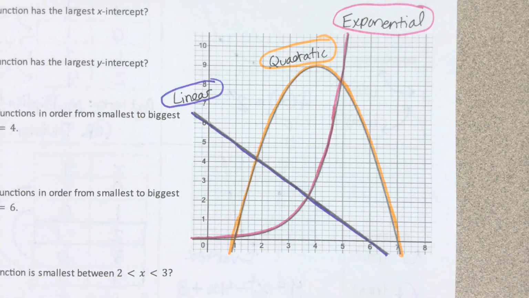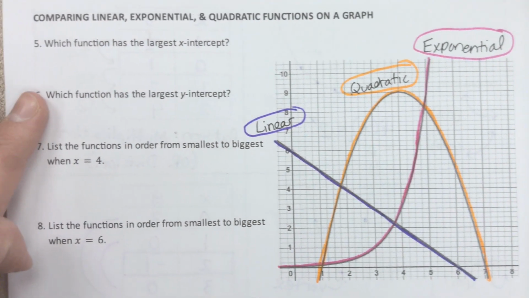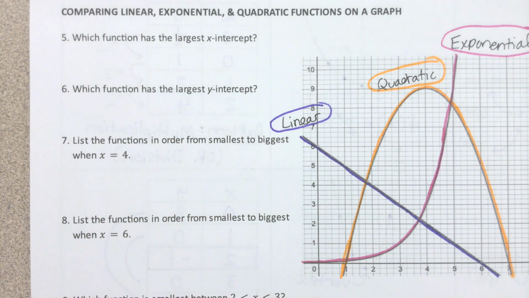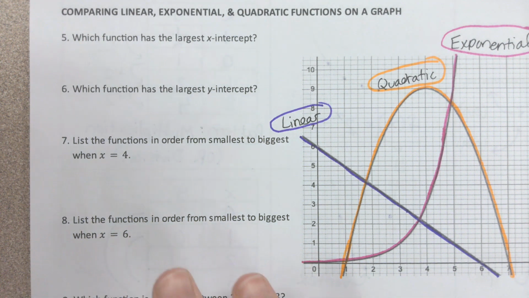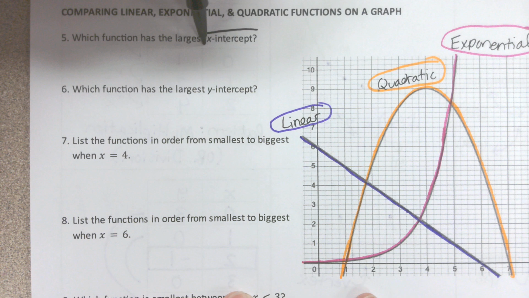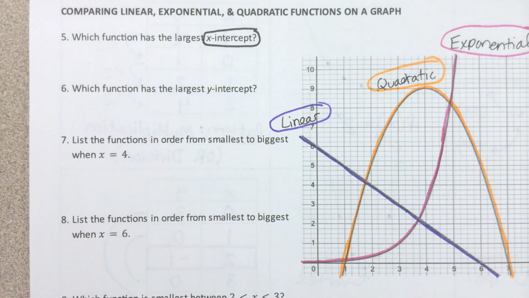I'm going to preface this by saying these problems are not difficult. You just have to make sure you're answering the question that's being asked and you're looking at the correct part of the graph. When we do these problems, we're focusing on specific parts of the graph at a time, not the entire thing as a whole. Number 5, which function has the largest x-intercept? Of course, you have to know what an x-intercept is to answer this correctly.